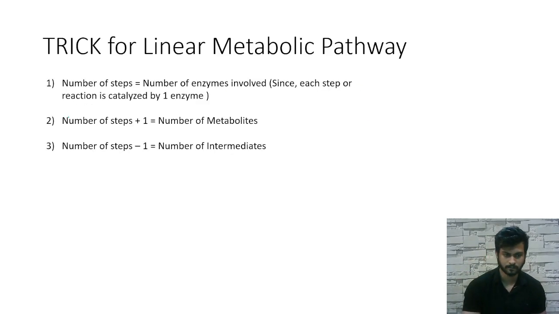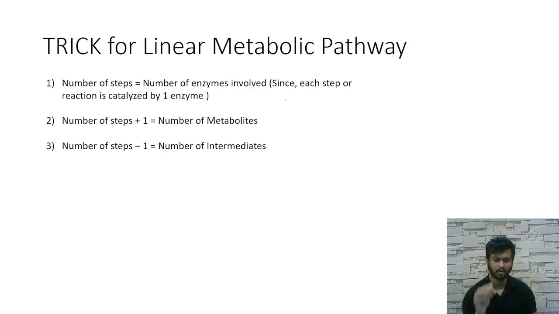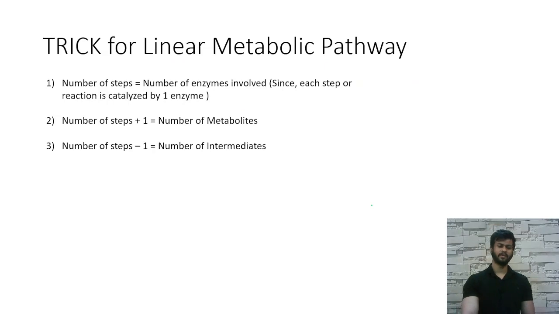Okay. So I have mentioned a trick for you. Number of steps equal to number of enzymes involved because each step or reaction will be catalyzed by a specific or separate enzyme. Number of steps plus 1 equal to number of metabolites. Number of steps minus 1 equal to number of intermediates. As we have deduced this information from this simple linear metabolic pathway. So you can also remember this trick, or you can draw a simple linear metabolic pathway and you can deduce all the things which I have mentioned over here. Okay, the task will get easy rather than memorizing all these tricks.